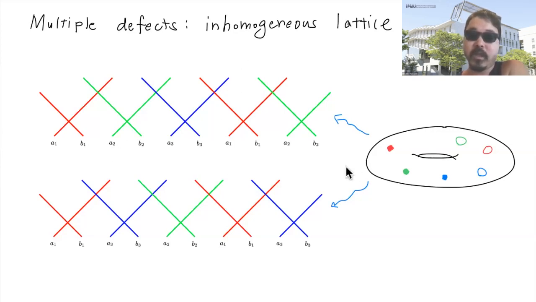Now, in this case there are 3 different types of chiral defects, and in those cases, we're going to get an inhomogeneous lattice, and as you see, it turns into an inhomogeneous spin chain. And the inhomogeneity parameters are parameters associated with the location of the surface defects.